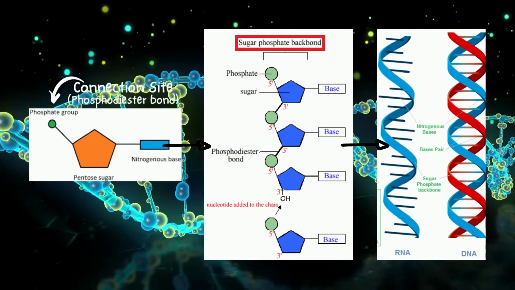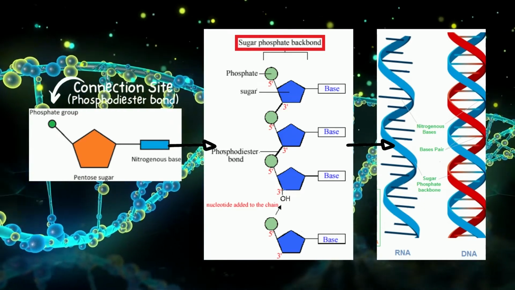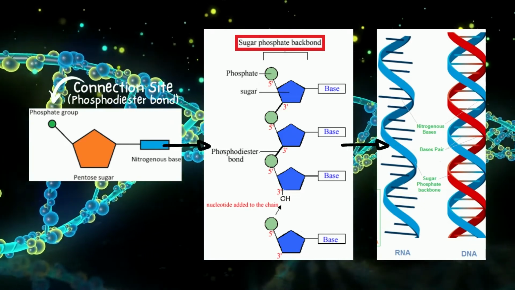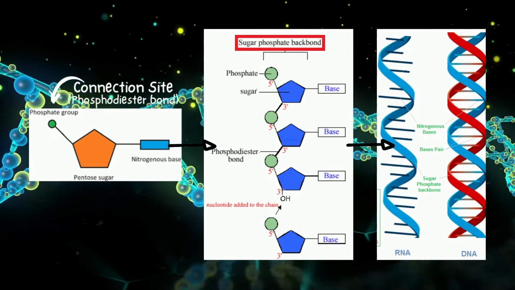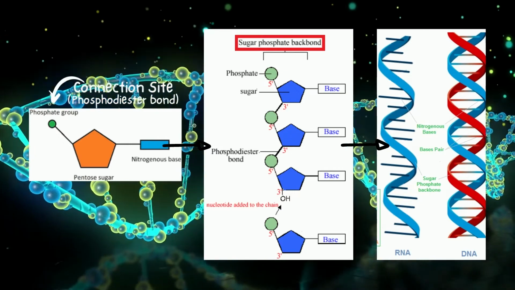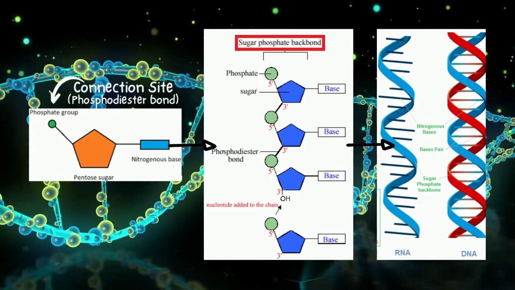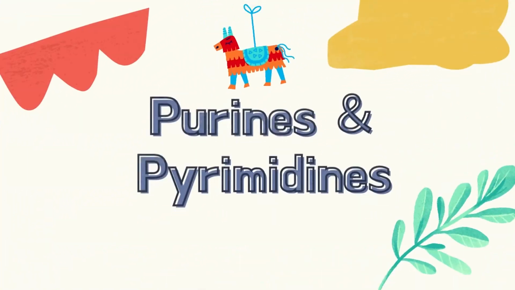This sequence repeats and forms the polynucleotide with a sugar phosphate backbone. RNA or DNA? Which one? The type of nucleic acid formed is actually based on what pentose sugar is present. Only one type of pentose sugar can be present in a polynucleotide chain, be it ribose or deoxyribose, never both. RNA contains ribose, while DNA contains deoxyribose.